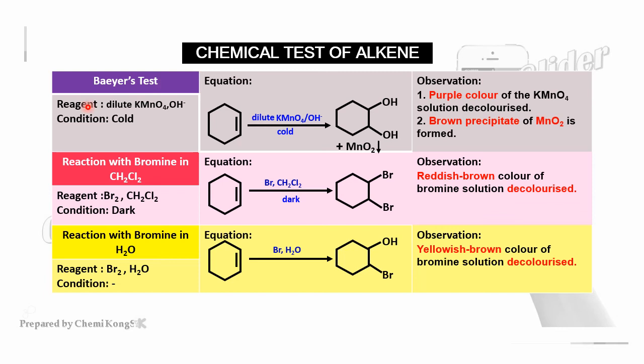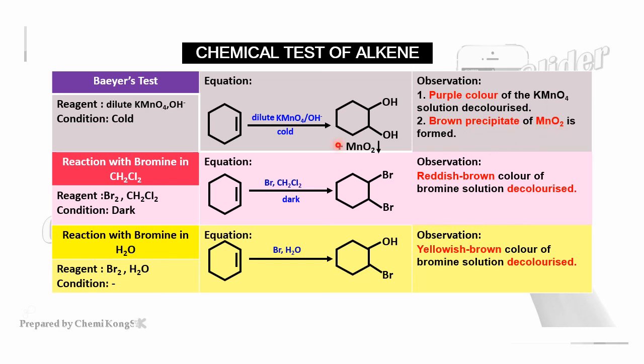We are using the reagent dilute KMnO4, basic. So this is using dilute KMnO4 in basic medium, and then the condition is cold. Totally different from the oxidation test just now. Don't be confused. This one we call the Bayer test. So the way to write down the reagent is like this: dilute KMnO4 / OH negative, cold, and then it will form diol. Actually this is one of the electrophilic additions as well, because double bond becomes single bond, and MnO2 precipitate. So the observation is purple color of the KMnO4 solution decolorized and brown precipitate of MnO2 is formed.